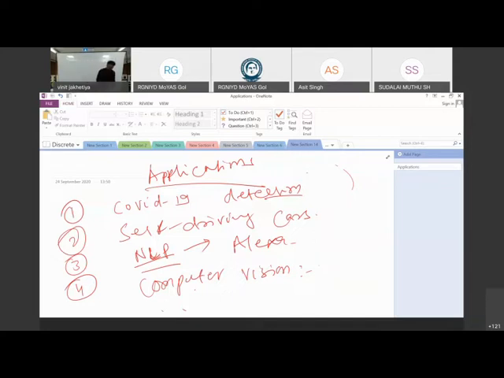Another example is, because I used to live in the Delhi NCR region, where a lot of fog is there, and because of the fog, a lot of accidents are happening in the NCR region, especially on the Delhi Yamuna Expressway. So you can create one algorithm which will do the dehazing, removing the haze in real time. That can be one example.